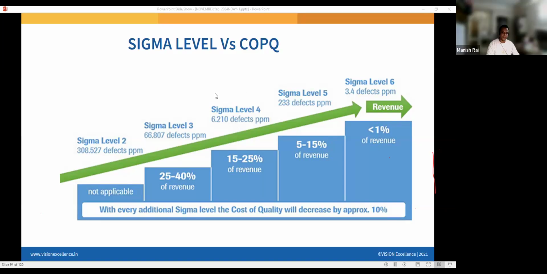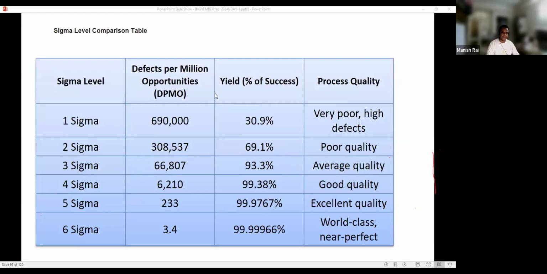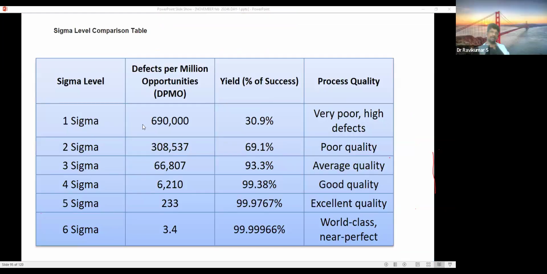Agree. Understood. Okay. So when it comes to sigma level 6, your defects are going to be very minimal, and your yield percentage is 99.9996.